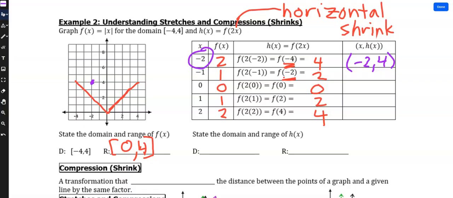My coordinate is -2, right? That's the original x. And now I've got a new y value of 4. So that's -2, 4. And the next one, -1, 2. And of course, 0, 0. That one didn't change. 1, 2, and 2, 4. Which, if I extend this out, will continue to here.